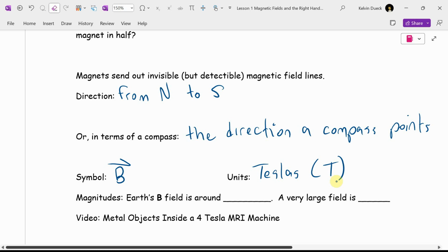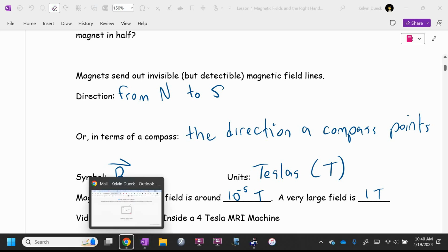Earth's magnetic field is around 10 to the negative 5, 10 to the negative 4 Teslas. It varies because as you get further from the Earth, it gets weaker. A very large magnetic field, 1 Tesla is massive. None of you could pull apart 2 1 Tesla magnets. Not even close. In fact, in an MRI machine, which the M stands for magnetic, those have very strong magnets. Those are about 4 Teslas.